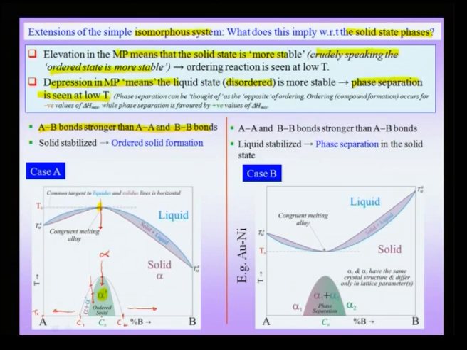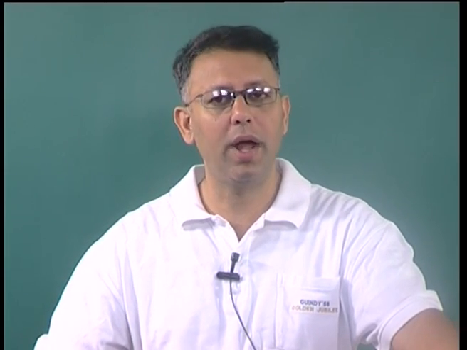Now, this phase separation can be thought of as an opposite of ordering in some sense, because ordering or compound formation occurs for negative values of enthalpy, delta H mixing is negative, while phase separation takes place for positive values of enthalpy. Of course, when we mean negative or positive, what typically happens is that if you have values close to 0 mixing enthalpy, a disordered solid solution is preferred, that means AA and BB bonds do not have any preference to form. If you have large positive values of enthalpy, that means that you are going away from where the disordered solid solution is preferred, then you would have a tendency of phase separation at low temperatures.